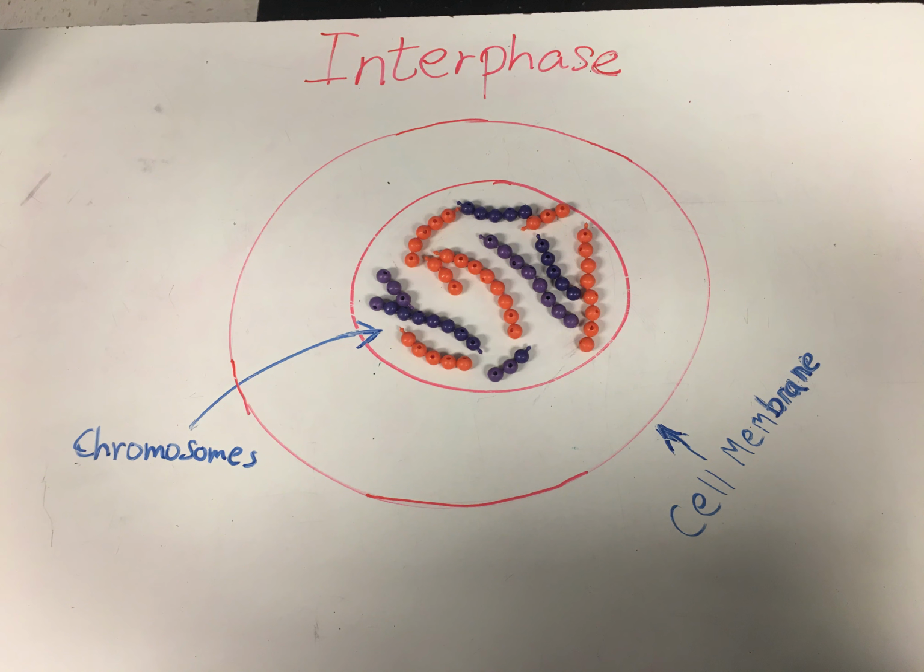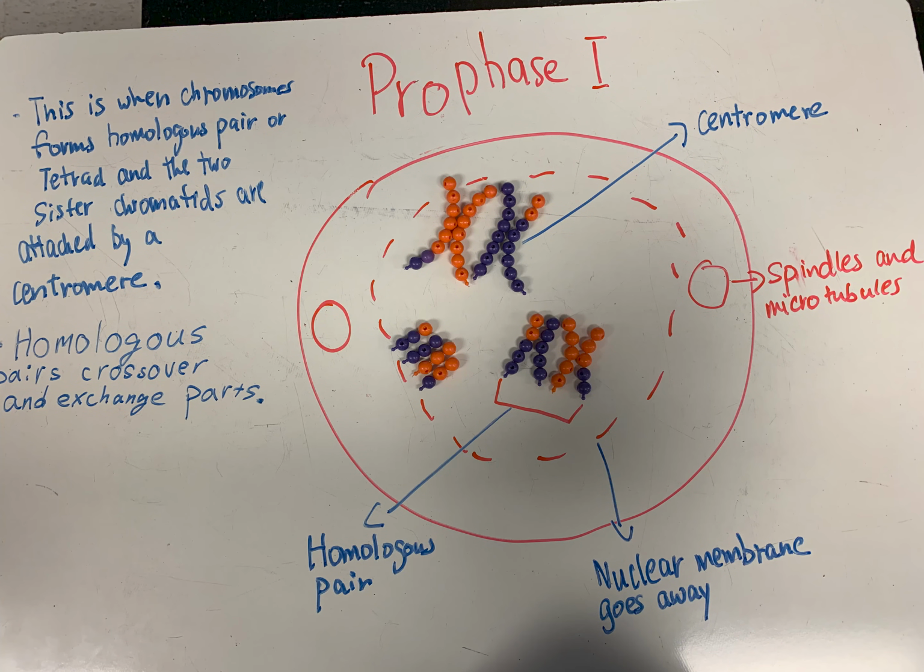After interphase comes prophase 1. In prophase 1, the nuclear membrane breaks down, that's a circle in the middle, and all of the chromosomes pair up into homologous pairs, giving us a total of 3 homologous pairs, or tetrads, of chromosomes. During the pair up, crossing over occurs where the chromosomes within the homologous pairs exchange some of their genetic information with each other, giving us unique chromosomes.